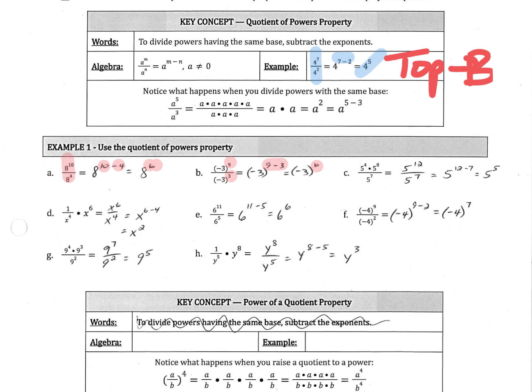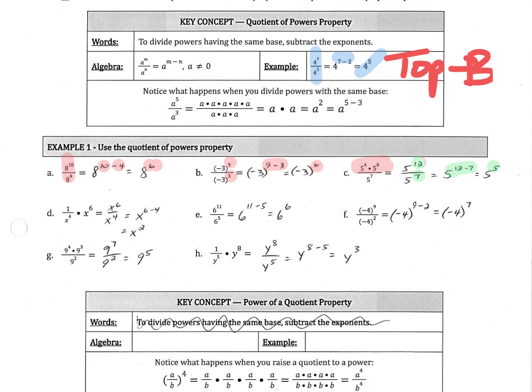This next example, there's 2 steps we could do. The first would be to deal with this top of what I highlighted in red. 5 to the 4th times 5 to the 8th will give us this 12 for an exponent because we add those together. But now we can deal with the 12 and the 7 as division, so we subtract. So when we see division, subtract. 12 minus 7 is 5.